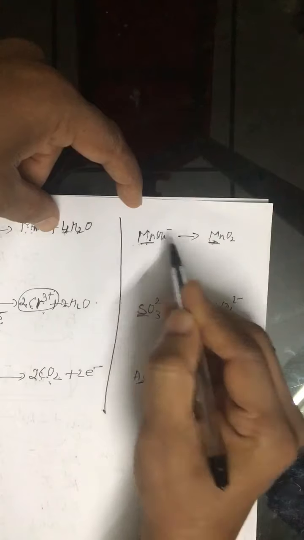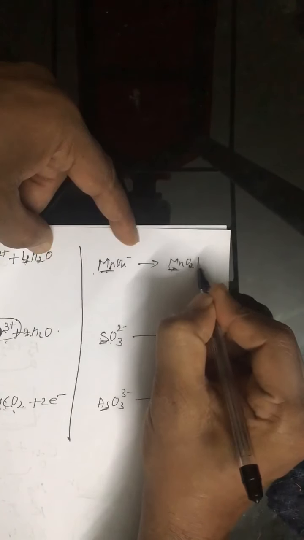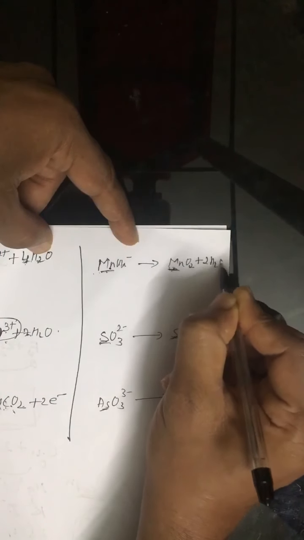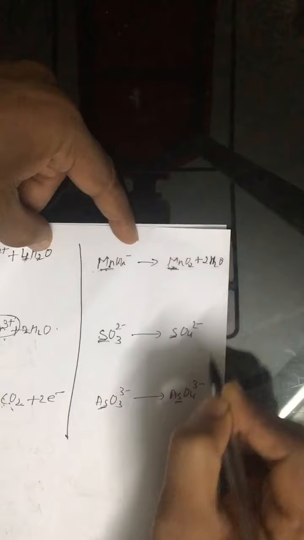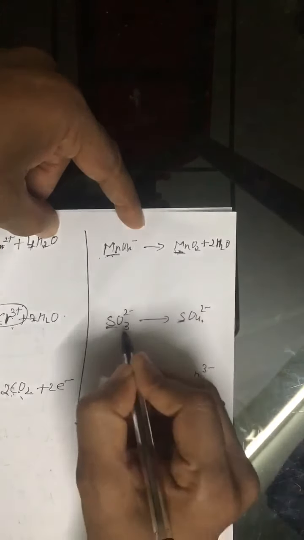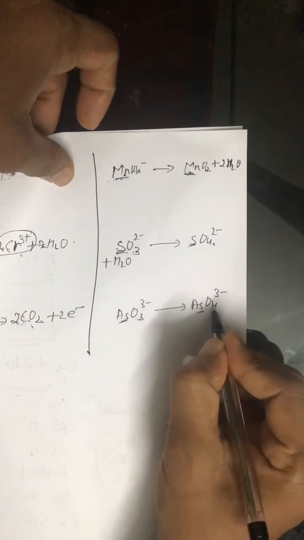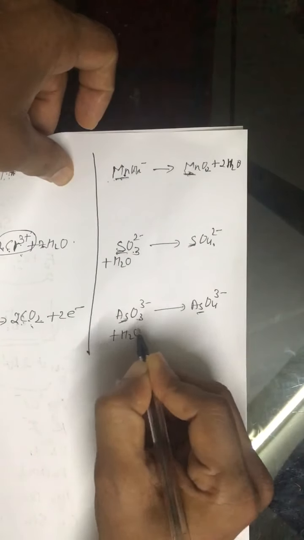Now oxygen, here we have 4 of oxygen, here we have 2 oxygen. So what we will do, we will write twice of H2O. All right, so balancing of oxygen. Here we have 3 oxygen, here we have 4 oxygen. So here we write 1 H2O. Here 3 oxygen, 4 oxygen. So we will write H2O. So this is how we balance oxygen.